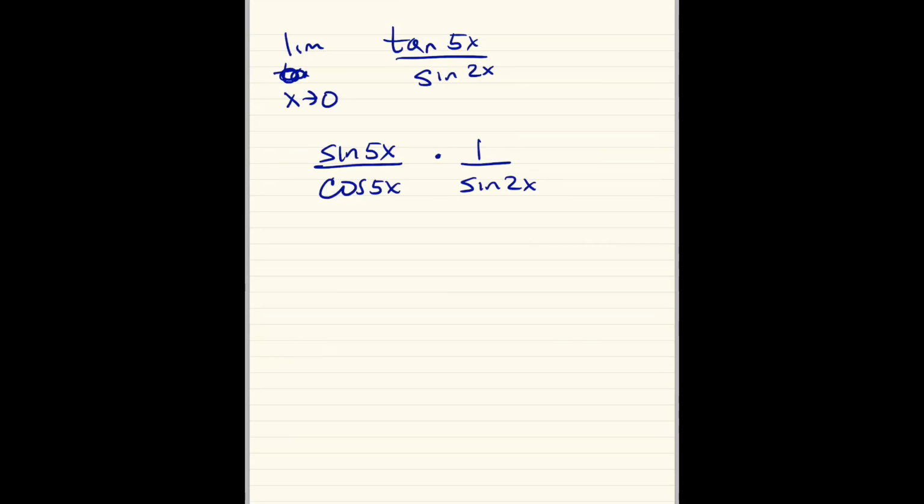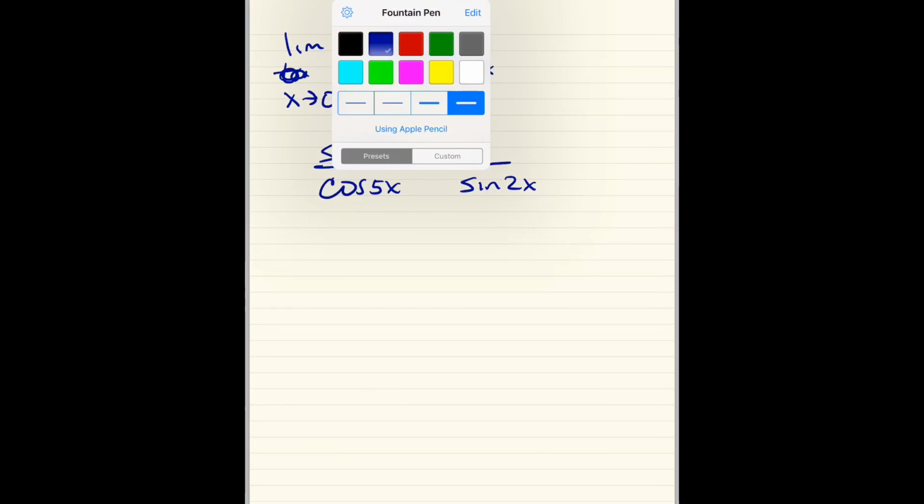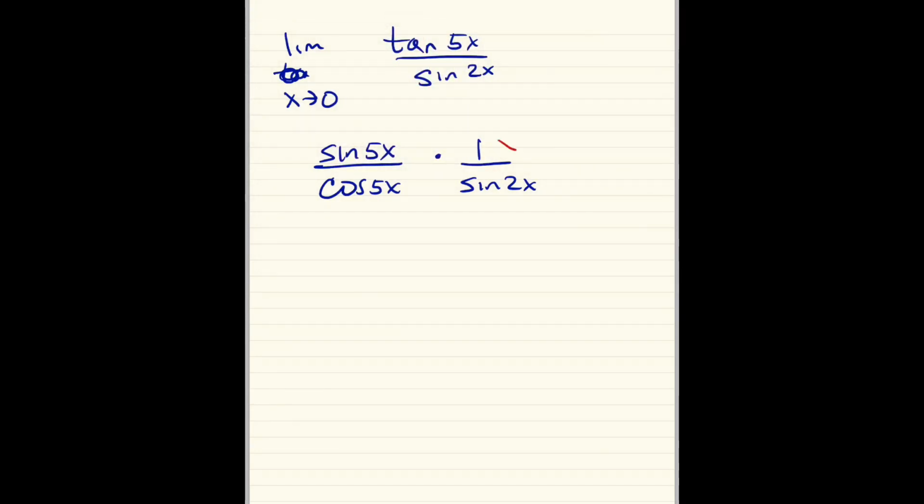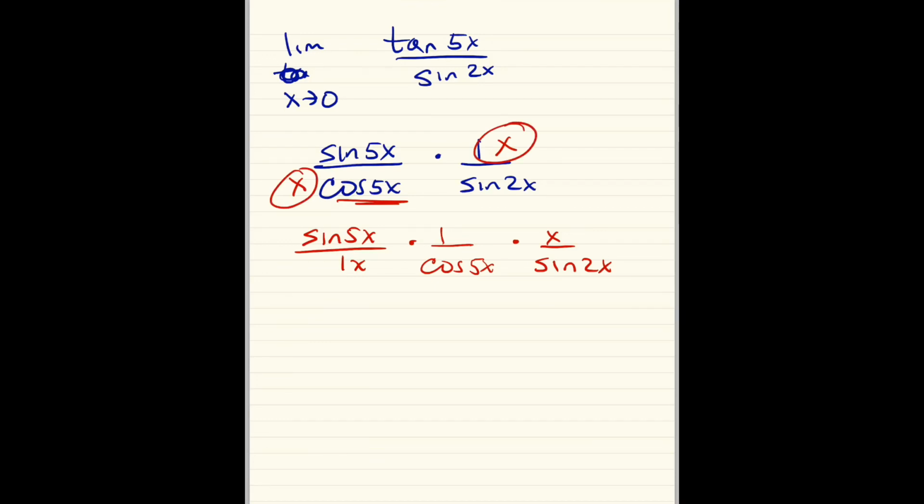Great. Now you're probably saying to yourself, what can I do here? Well, I'm just going to add an x in the numerator and add an x in the denominator. Great. I'm going to actually even separate it more. So I'm going to go sine 5x over 1x times 1 over cosine 5x, which is this guy here, times x over sine 2x. Just remember that I put the x in the numerator and the denominator, so it doesn't change the problem.